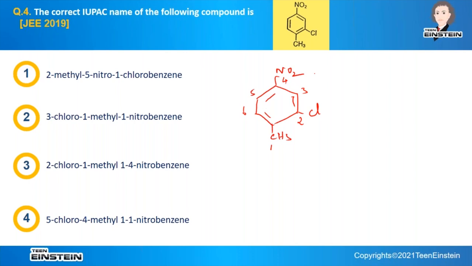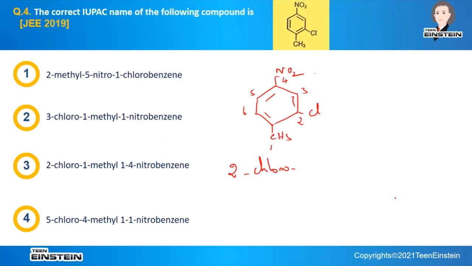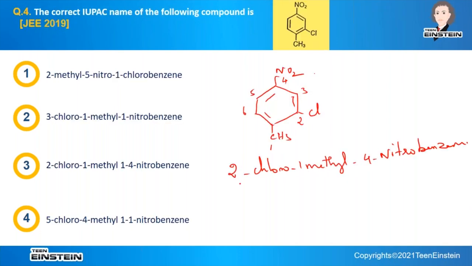the name of this compound is 2 chloro 1 methyl 4 nitro benzene. So here the naming of substitutions is based on alphabetical order. So chloro comes first: 2 chloro 1 methyl 4 nitro benzene. So the correct answer is option number 3.